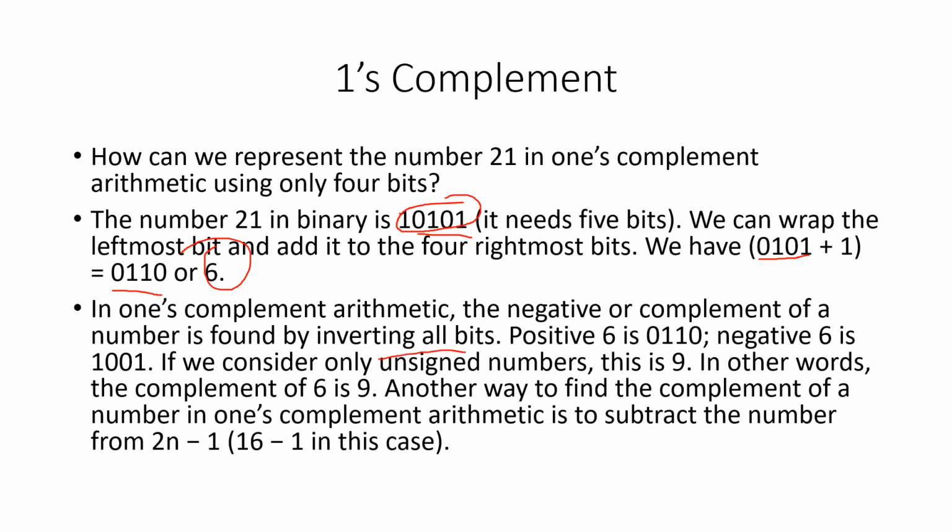Okay, negative we can find by inverting the bits, like 0 to 1 and 1 to 0. So positive 6 is 0110, so negative 6 will be 1001. If we consider only unsigned numbers, then what is this 1001? It is 9. In other words, the complement of 6 we can say is 9, because what we are doing is we are just complementing the digits and we are getting some number, 1001.